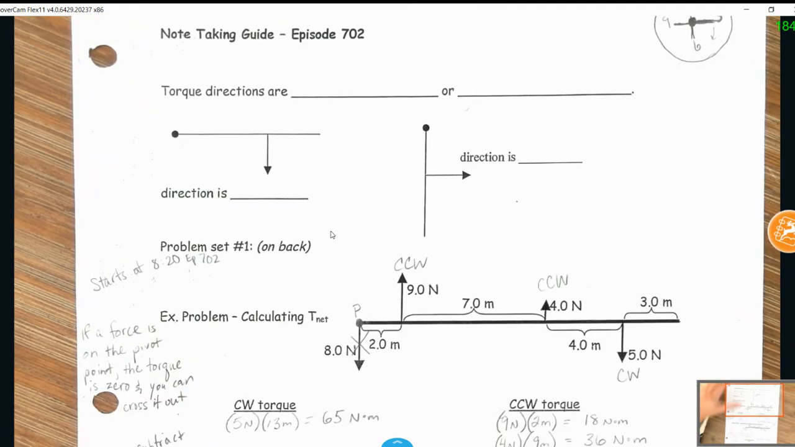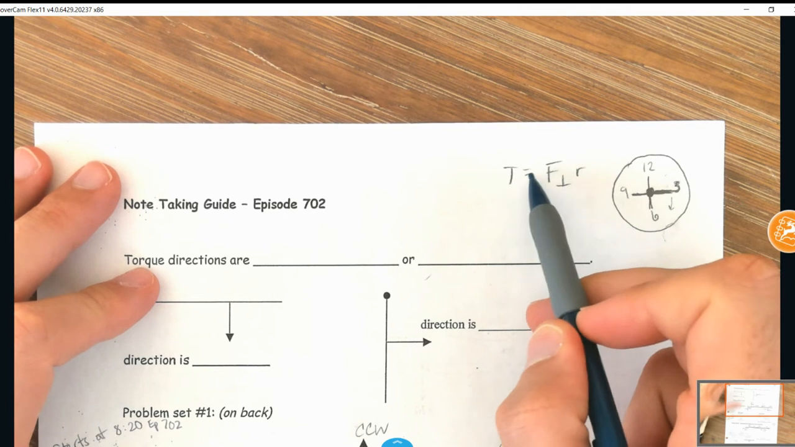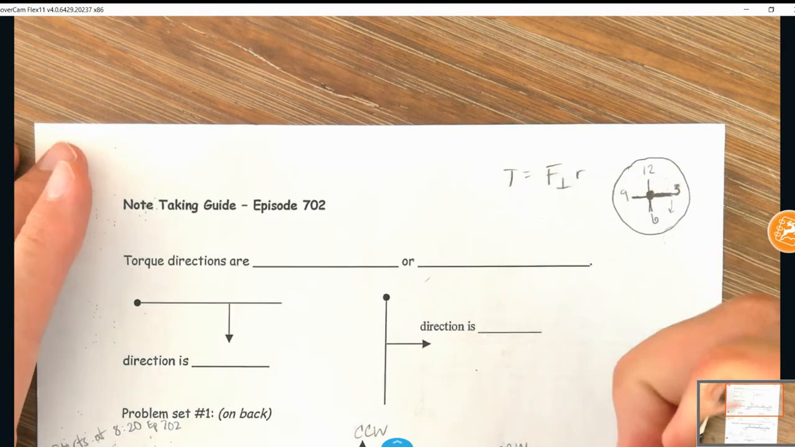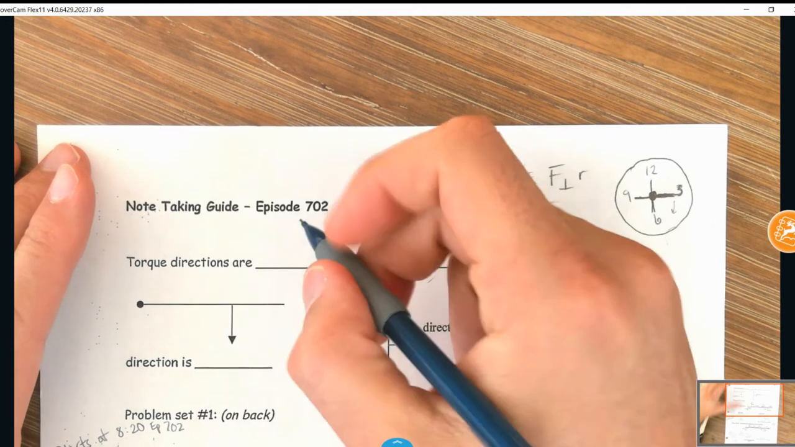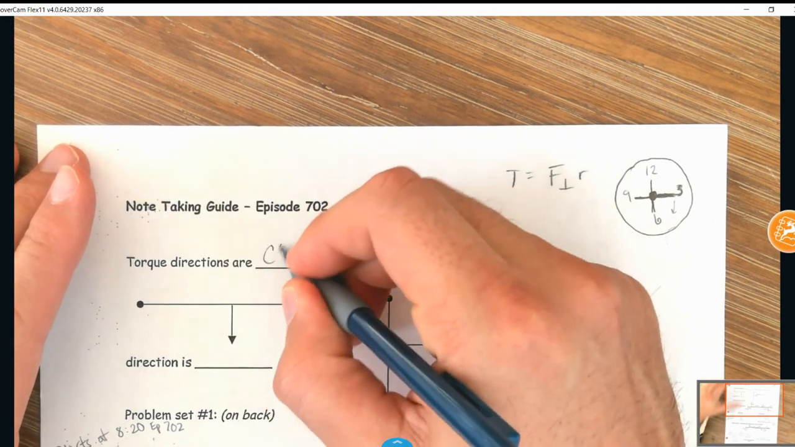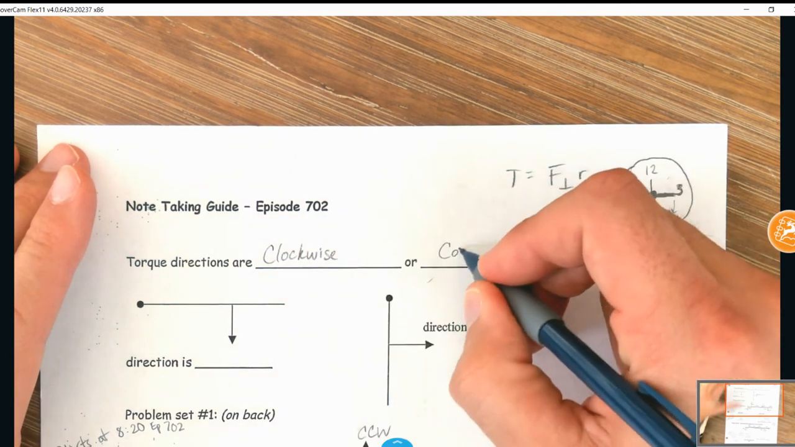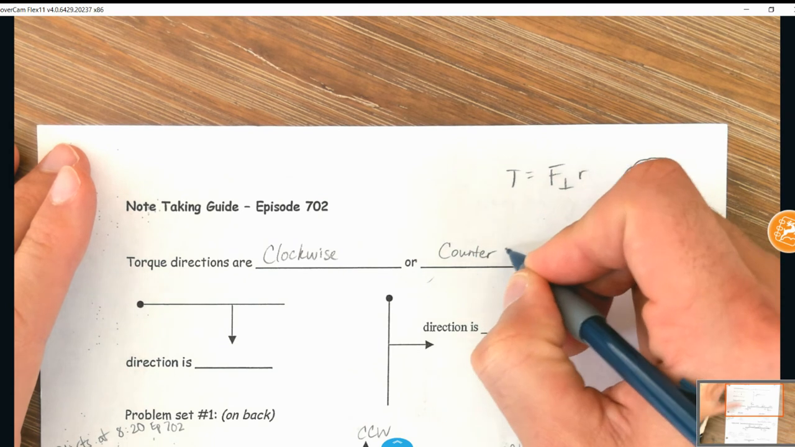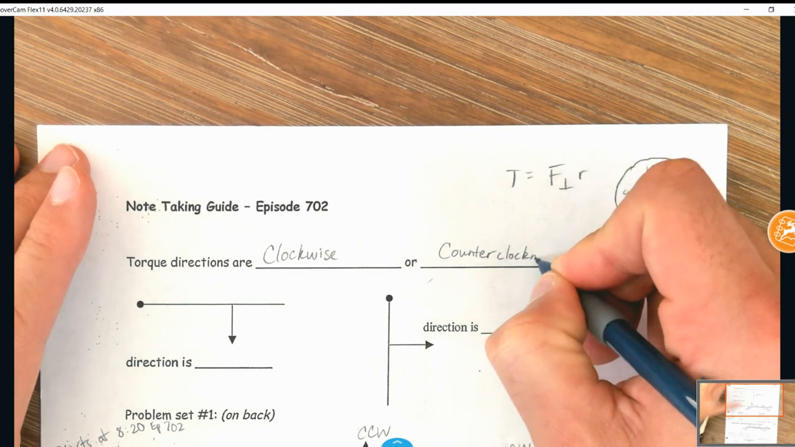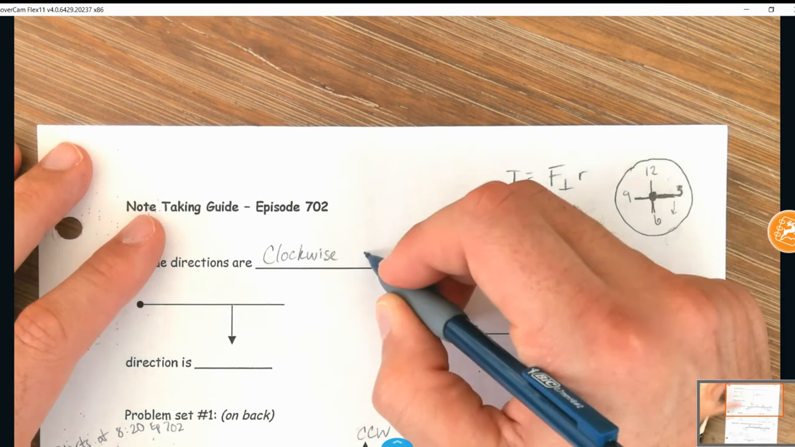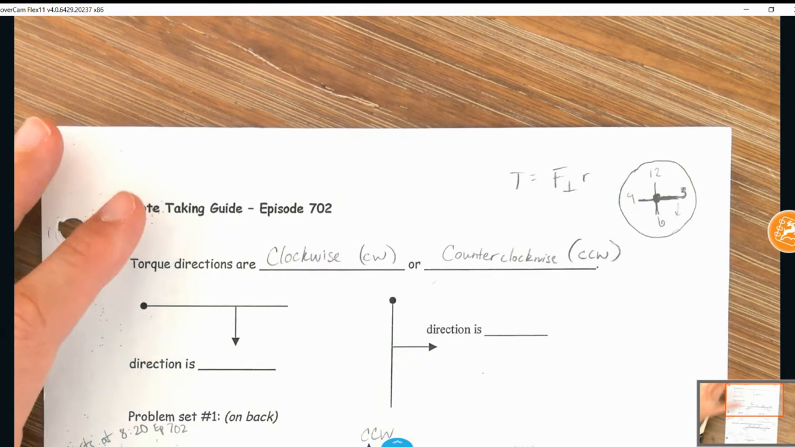Okay, so for torque, there are two different types of directions. First of all, our equation is that torque T is equal to the perpendicular force times R, which is the lever arm. Now, there are two different types of directions: clockwise and counterclockwise. I label them as CCW and CW.